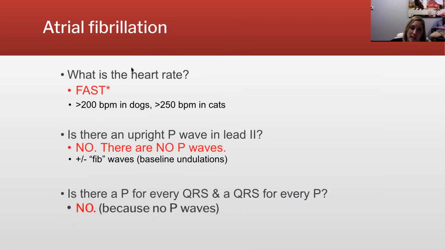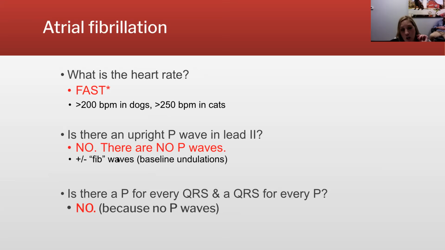And so when you're looking at ECG and going through those steps, first, again, you calculate the heart rate. So the heart rate will be, like I said, fast, over 200 in dogs, over 250 in cats usually. Is there an upright P wave in lead 2? The answer is no. So atrial fibrillation, one of the most important things to remember is there are no P waves. So you do not have normal organized conduction through the atria, so you do not have a P wave.